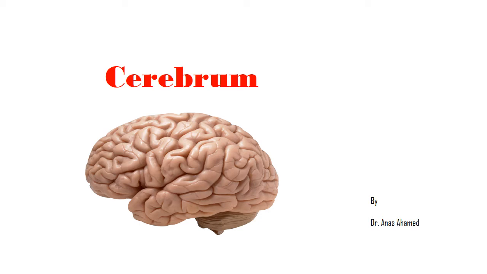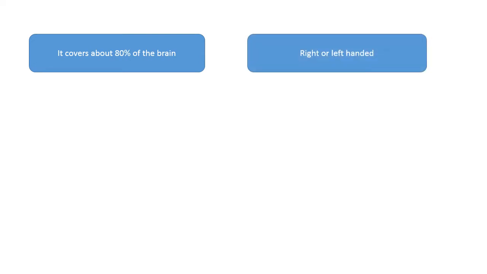Hello everyone. Today we are going to discuss the cerebrum. What is the cerebrum? The cerebrum is the major part of the brain. It covers about 80% of the brain. It contains two hemispheres, a right and a left hemisphere.